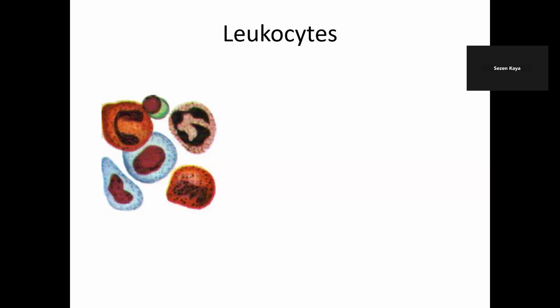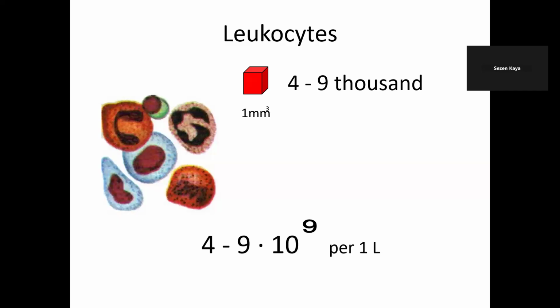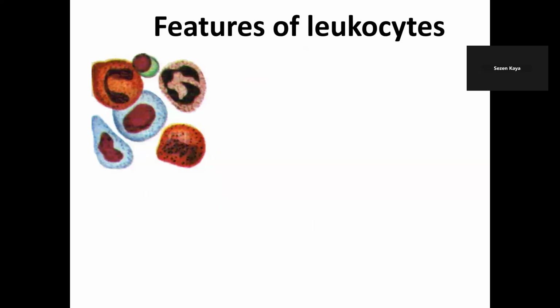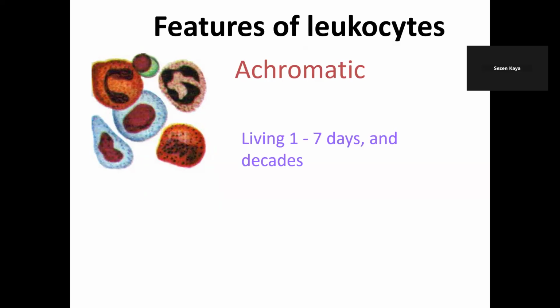So, leukocytes, or white blood cells. If we are talking about normal quantity, we should say that for leukocytes we have 4–9,000 per 1 cubic millimeter, or if we calculate per liter, it will be another quantity. Leukocytes are achromatic cells, their lifetime is from 17 days, but some cells are able to live even decades.